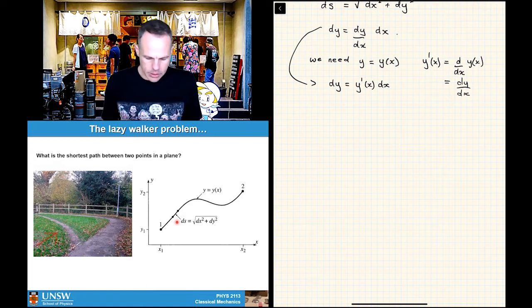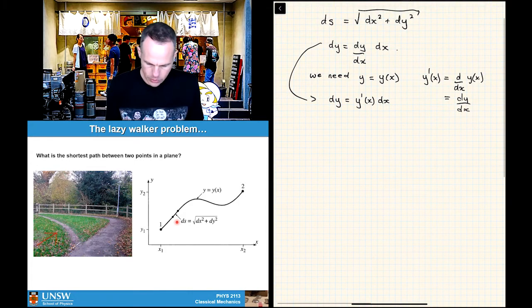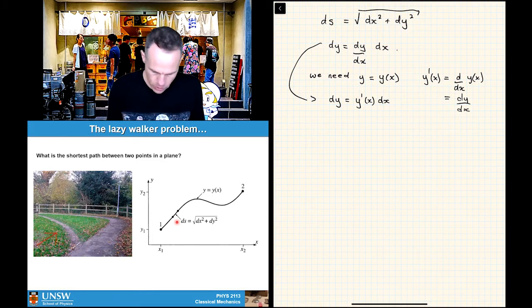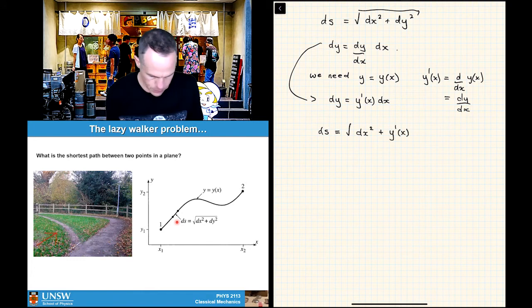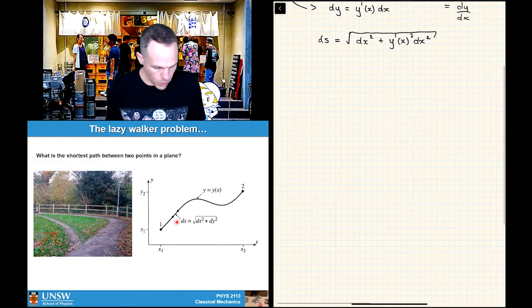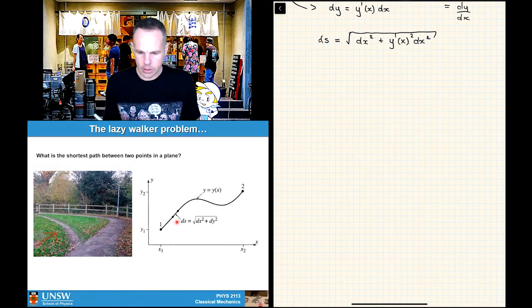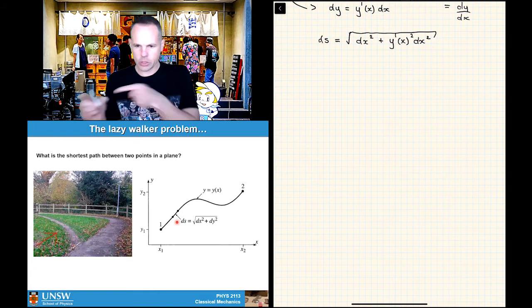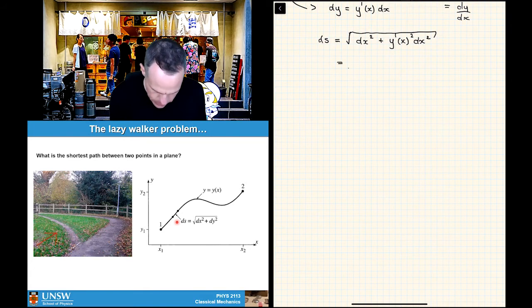The reason why we've done this is that we want to take our term for ds up at the top and rewrite it. So ds is now going to be the square root of dx squared plus y dash of x squared dx squared. With that in place, we can divide through by dx because it's a common term, and then take the square root and pop it to the outside. So what this thing is going to be is the square root of 1 plus y dash of x squared, times dx.